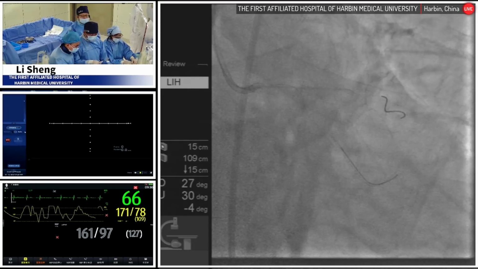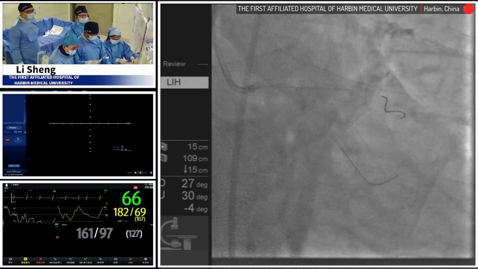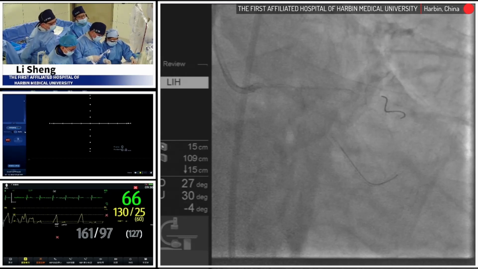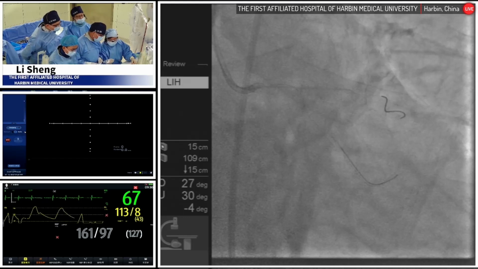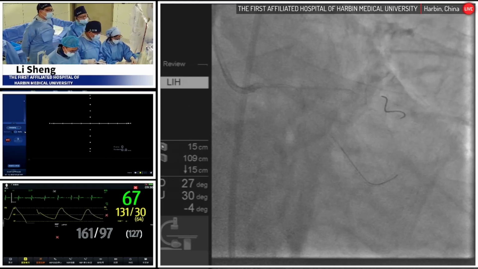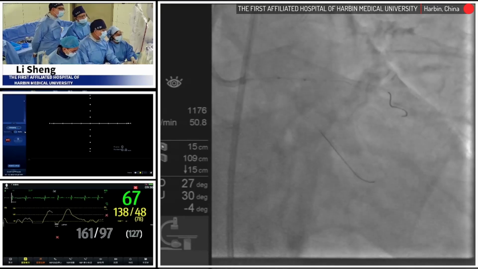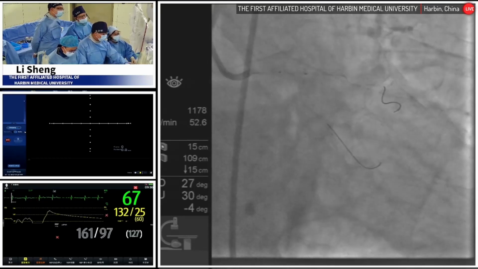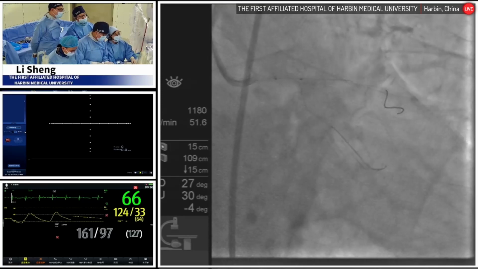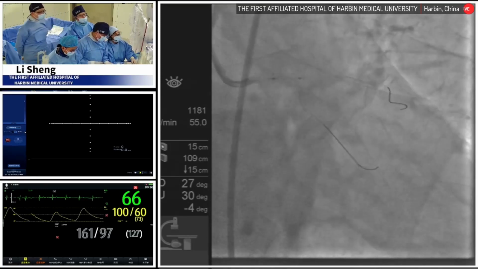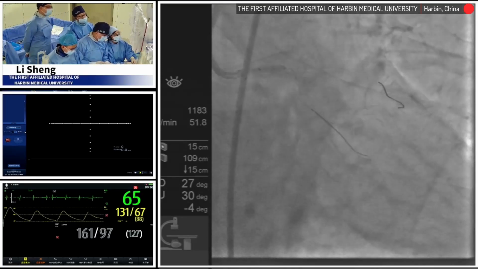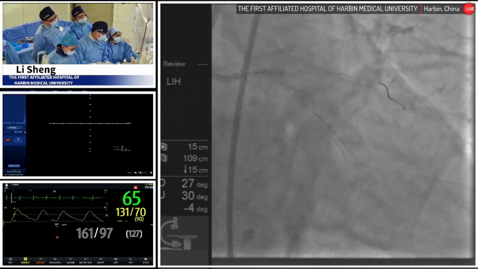So now, what's the size of the balloon this time? 3.0. 3.0, right? Okay. NC balloon, not NSE. Done.